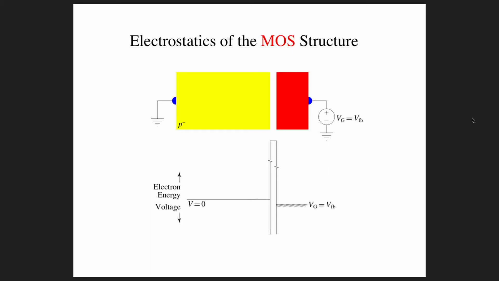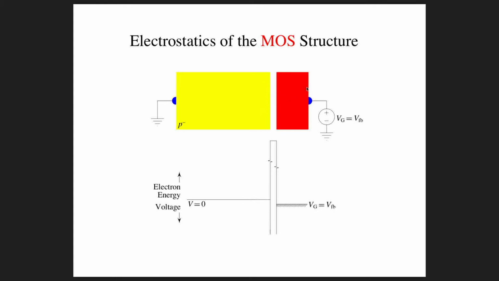Okay, in this segment we're going to start talking about the MOS transistor, or the metal oxide semiconductor transistor. And what we're showing in this series of slides is something called the MOS structure, and we're going to consider the electrostatics of this structure. Normally this is rotated 90 degrees counterclockwise from the orientation I'm showing it here.